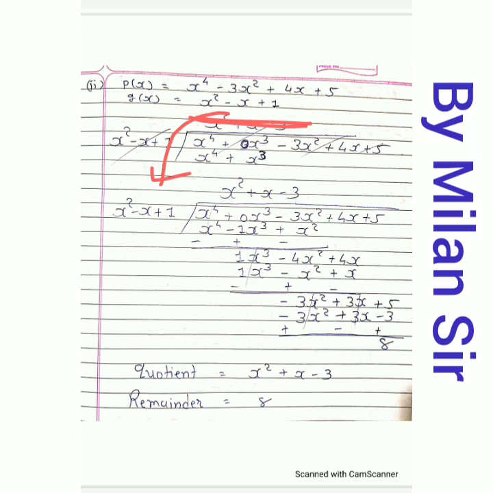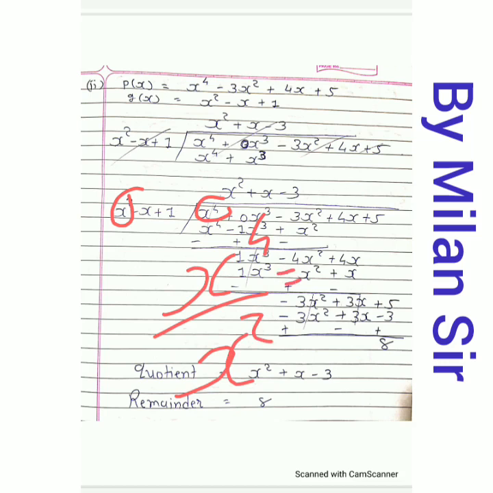And g of x is already as per the sequence. That's why I directly wrote it here, because the exponents are 2, 1 and 0. So x square minus x plus 1. Then the first step is the division of the first term of p of x and g of x. So x raised to 4 divided by x raised to 2. Now the base is the same, the division process is there, then we need to subtract the exponents. That means 4 minus 2, 2. So my answer is x square.